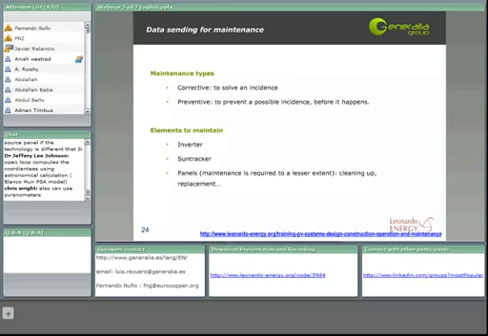Anyway, it is important to make the difference between two types of maintenance tasks. The corrective tasks, which are used once an incident has already happened, in order to solve these incidents as soon as possible, and the preventive tasks, which will be done periodically in order to prevent a possible incident.